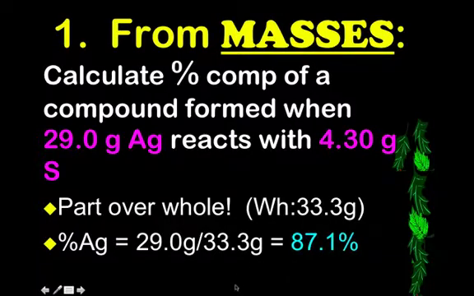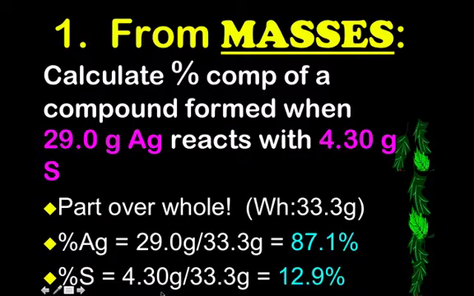Then to find the part that's silver, I take the 29.9 grams divided by the 33.3 times 100, and that's 87.1%. And the sulfur is 4.30 grams divided by 33.3 grams for the total, times 100, which I'm not showing here on the slide, is 12.9%. And then these two percentages should add up to 100.